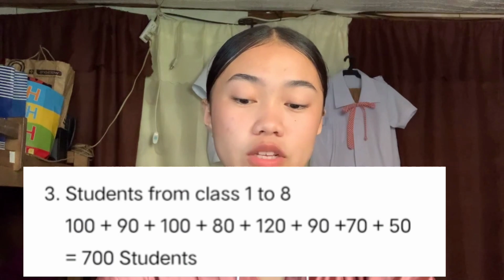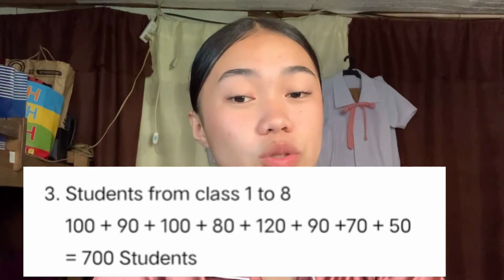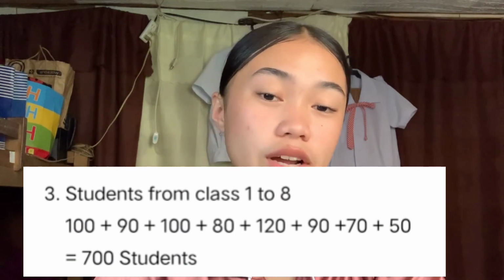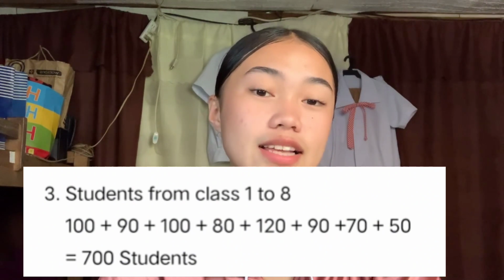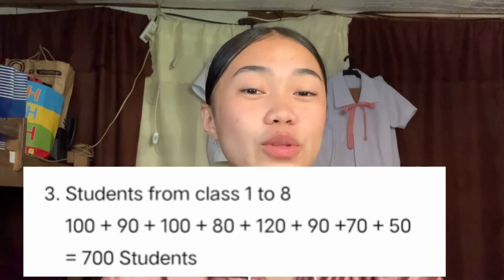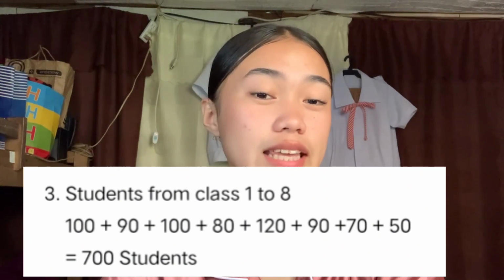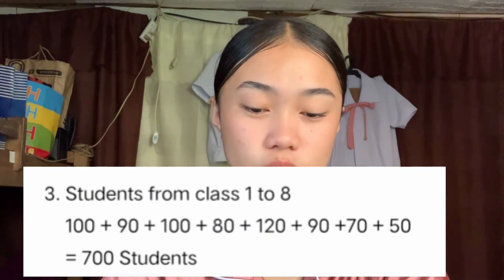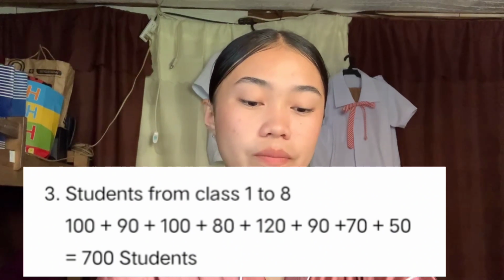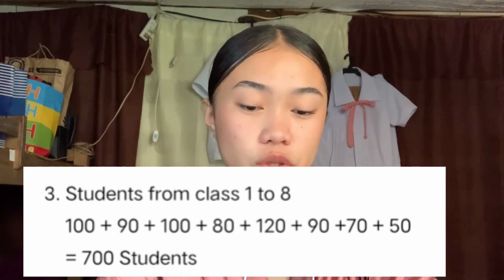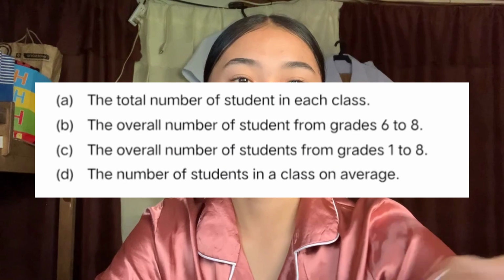Question number 3. The overall number of students from class 1 to class 8. So you will add the number of students from class 1 to class 8. Class 1 has 100 students, class 2 has 90 students, class 3 has 100, class 4 has 80, class 5 has 120 students, class 6 has 90 students, class 7 has 70, class 8 has 50 students. So overall, there are 700 students in the school.